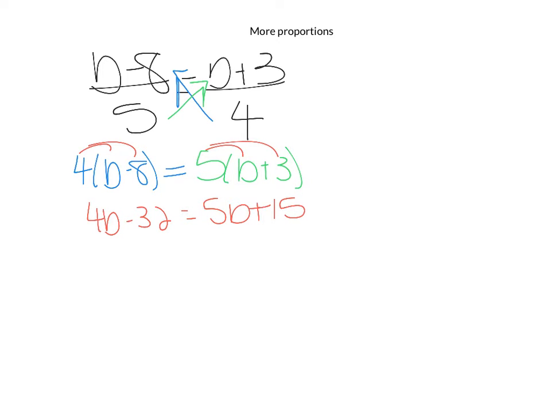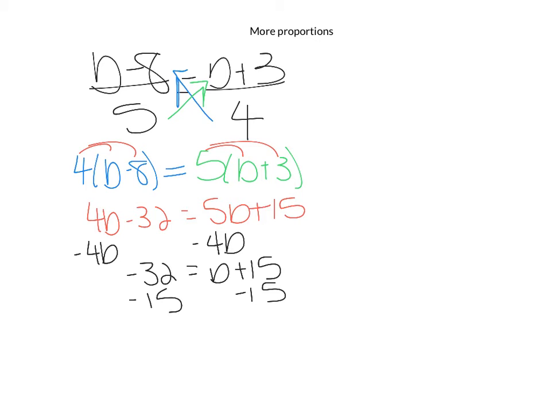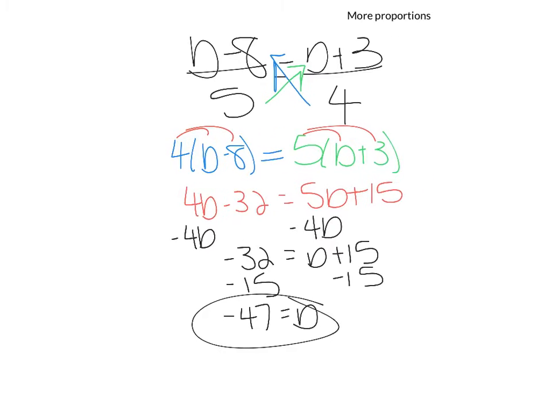So notice first I have b's on both sides of my equation. So if I subtract 4b from both sides, we should get negative 32 equals b plus 15. Subtract 15 from both sides, and we should end up with negative 47 equals b. So that's kind of the gist of the proportions that we're doing today. Let's try another one just like that.